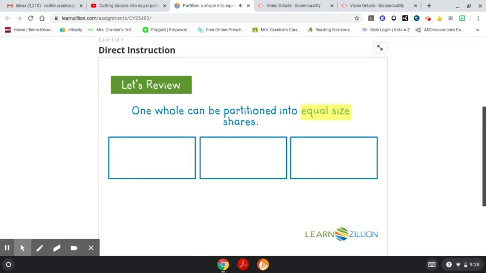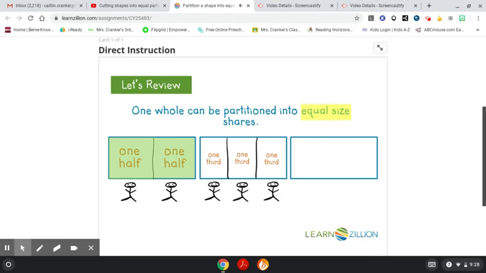On the left here, I have one whole, and we can partition this whole into 2 equal parts, with each part being called 1/2. 2 people can equally share this whole, and 2 halves make up the whole area. In the middle, I have one whole, and we can partition it into 3 equal parts, with each part being called 1/3. 3 people can equally share this whole. 3 shares, or 3/3, make up this whole area.